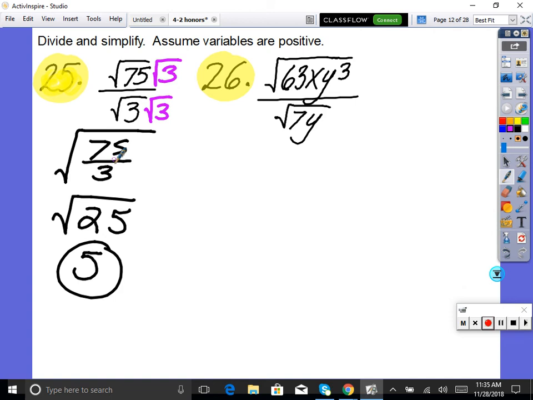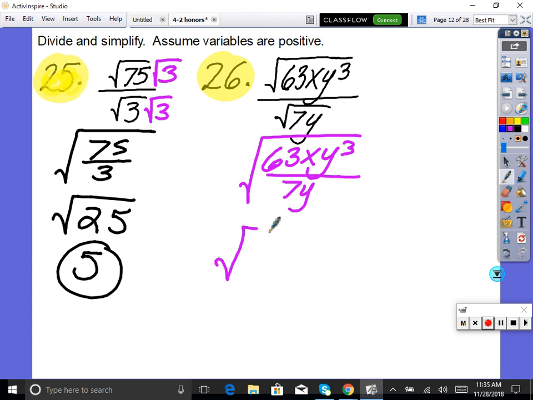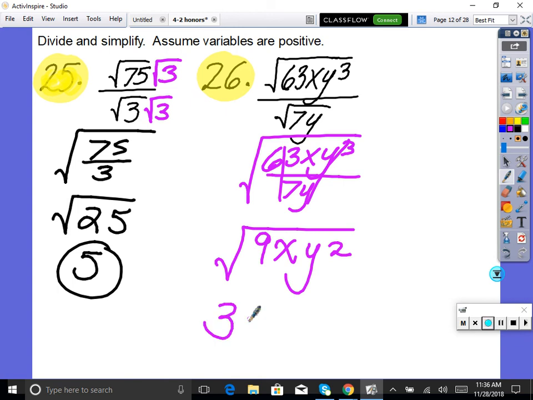So let's do 26. First thing we do is put the radical together. So 63xy cubed over 7y. Rewrite it in the simplified form. 63 and 7 divide out to become 9. We have x and now we have y squared. So I'm simplifying underneath. So now way easier. What's the square root of 9? 3y. Square root of x would be our answer. And once again, that got us the correct answer a lot quicker and more efficiently.